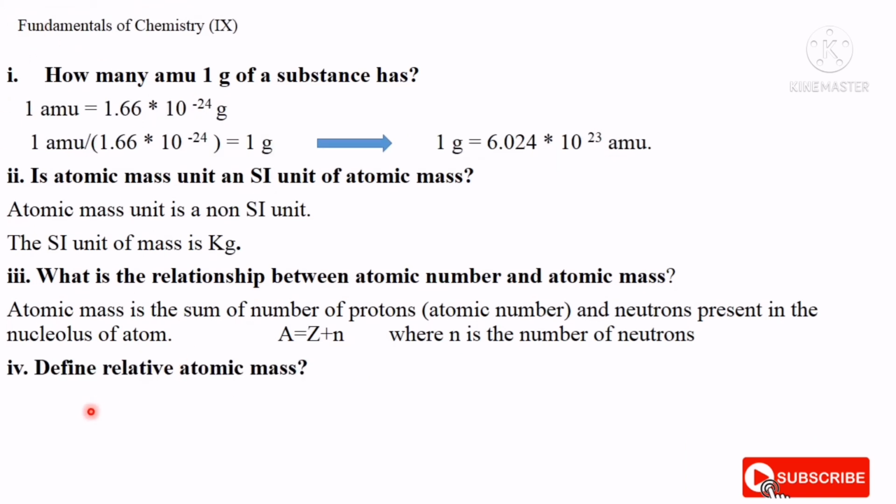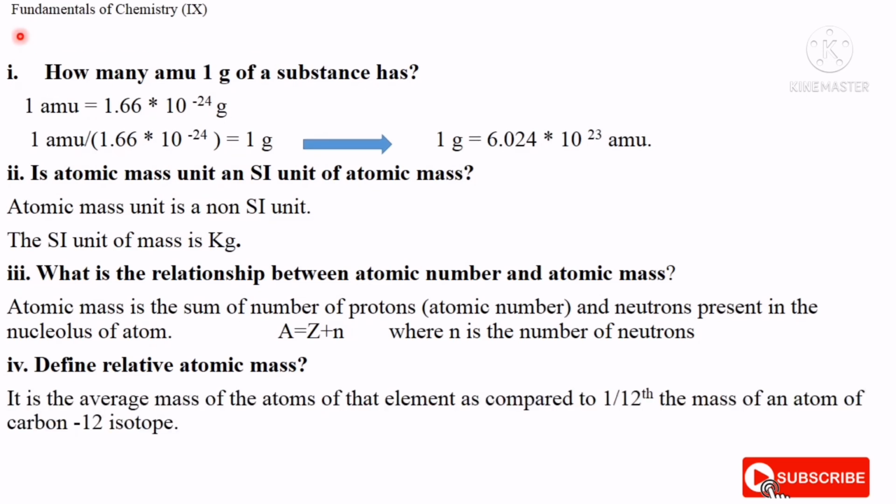The question is, define relative atomic mass. Relative atomic mass is the average mass of the atoms of that element as compared to the 1/12th the mass of an atom of carbon 12 isotope. And what is isotope? We have learned that isotope is an element having a different neutron number but the same proton number or atomic number, but differing mass number because of differing neutron number.